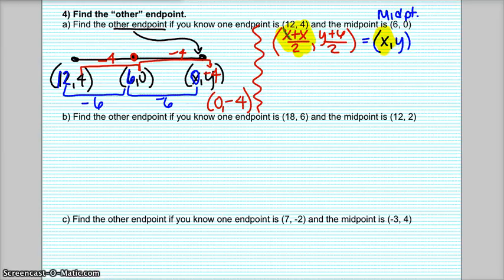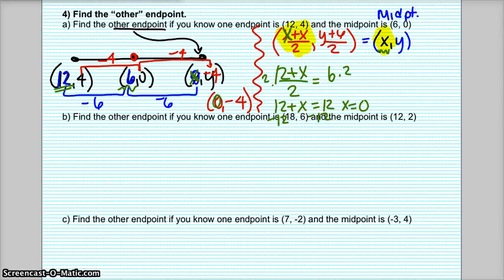This x value is one endpoint, which is a 12. And if I add it to the other unknown endpoint and divide by 2, it should equal the one in the middle. Now you have an algebraic equation that you can solve, which is what I got.